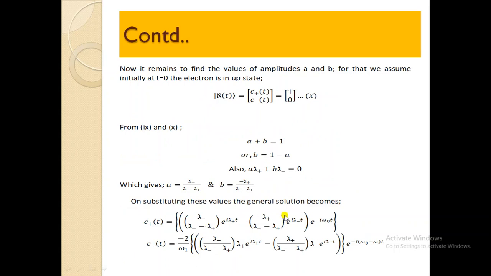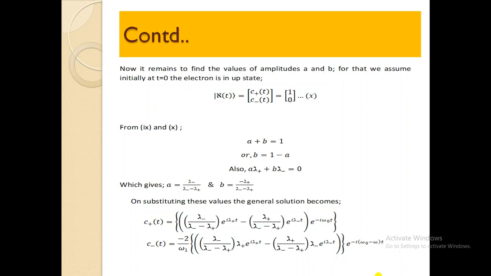On substituting this value, the general solution became c plus t. In place of a we have put lambda plus divided by lambda minus minus lambda plus, and in place of b we have put minus lambda plus divided by lambda minus minus lambda plus. On solving this we have got c plus t and c minus t. Now this is our solution, this is the general solution.